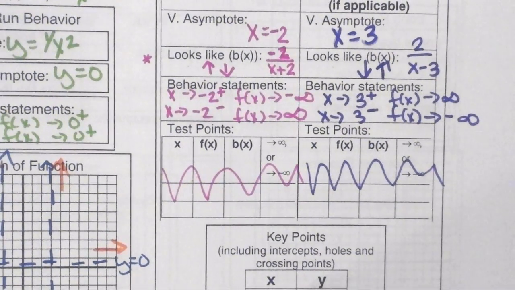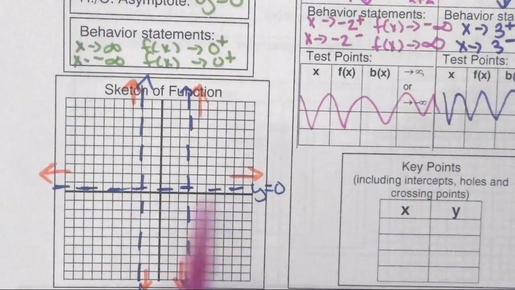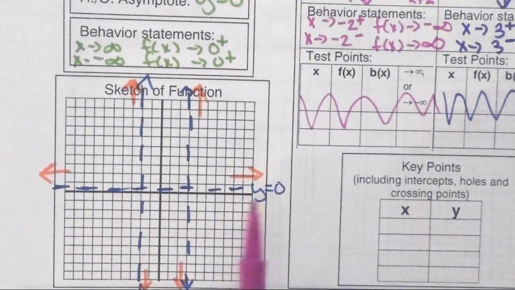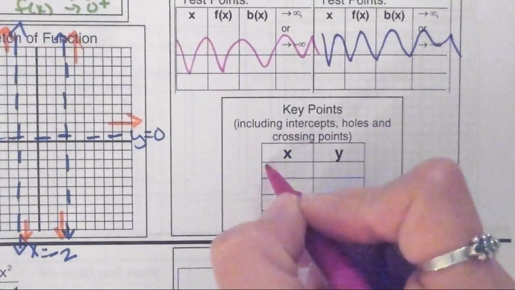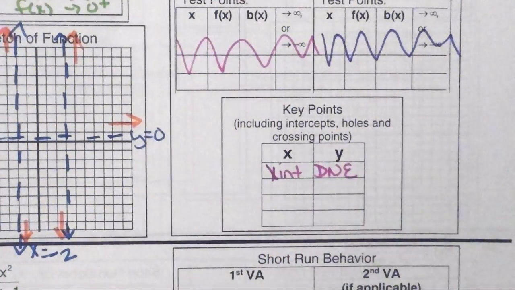We've got to go find our key points. I need to find an x-intercept and a y-intercept. All right, look at my picture. What will I not have? What will I never ever touch because there's an asymptote there? I'm never going to touch this line right here. What axis is this? Is this the x-axis or the y-axis? This is the x-axis. So x-intercept does not exist. And I can tell that by looking at my picture. I could go do the work, but I'd still get the same answer.